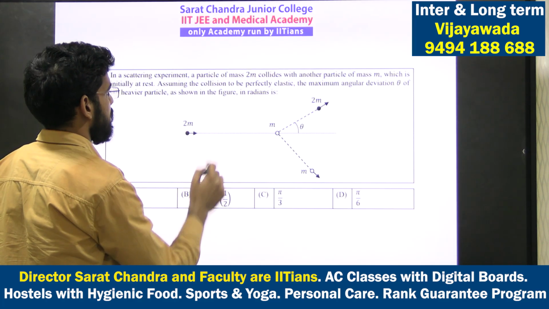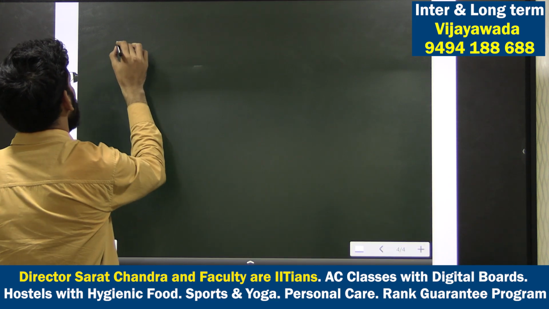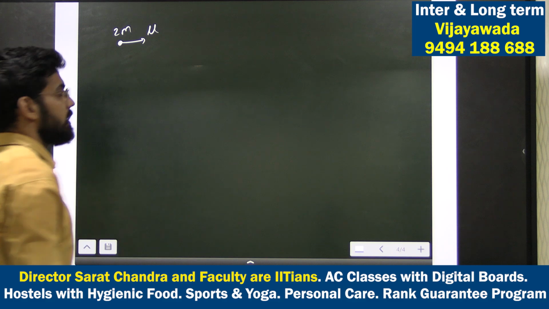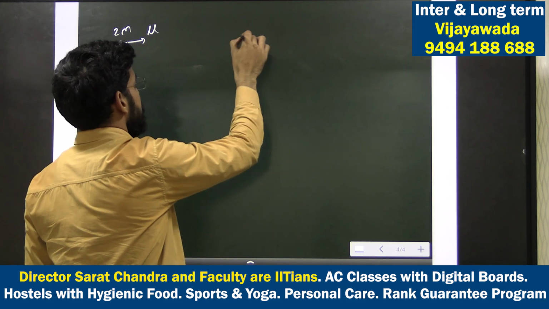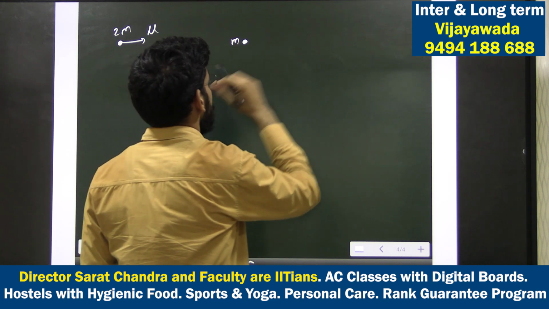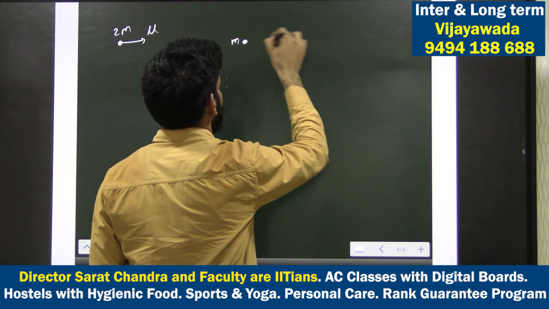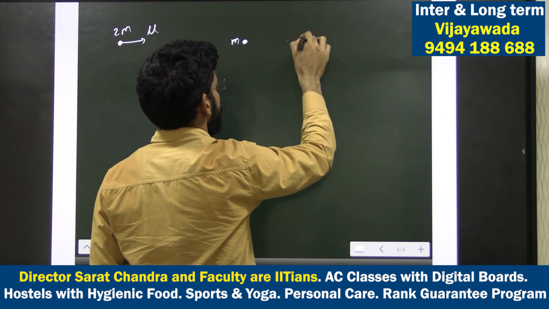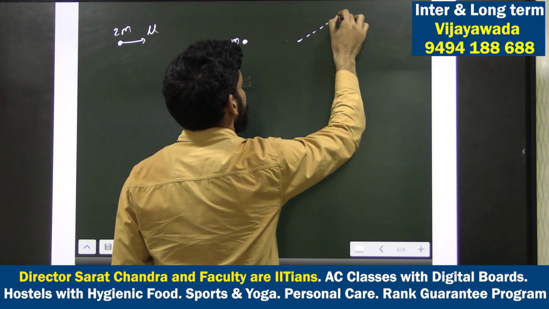A body of mass 2m is coming with speed u. Let's take that. It is striking a mass small m which is at rest. And then they both, let's say, from a little bit of gap we will give. Actually it will happen here only, but we will give a gap.